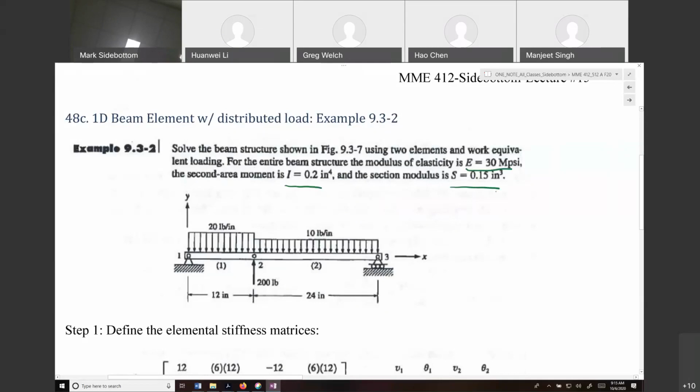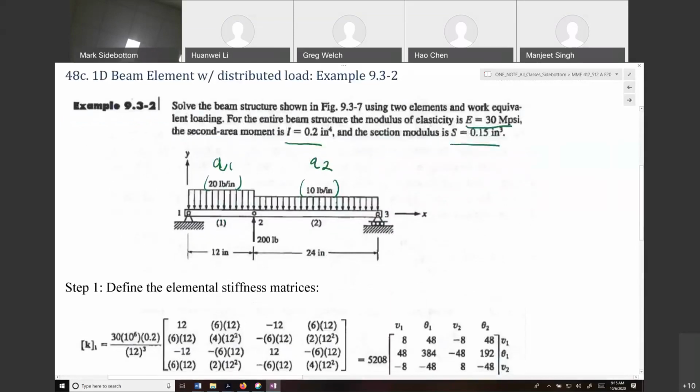We have two distributed loads. A distributed load Q1 that acts along element 1, which is equal to 20 pounds per inch. And then we have another distributed load, Q2, which has a distributed load of 10 pounds per inch. Okay, and we have two beam elements. We have one beam element that is 12 inches long, element 1. Another beam element that's 24 inches long, which is element 2.